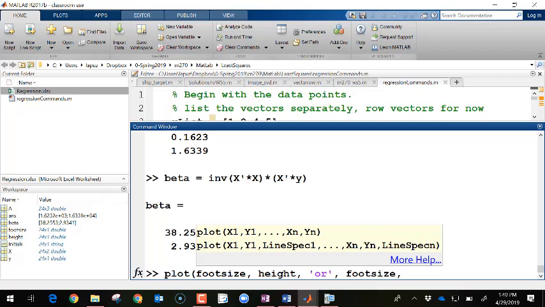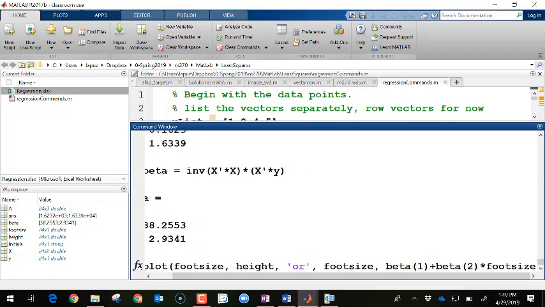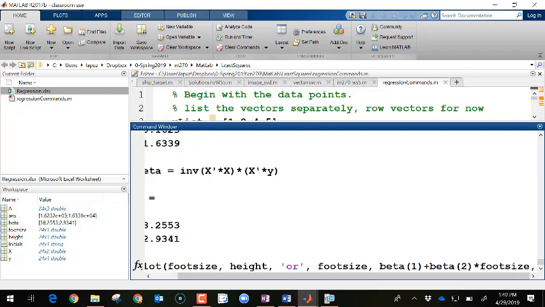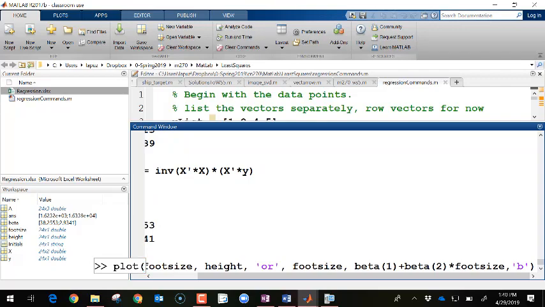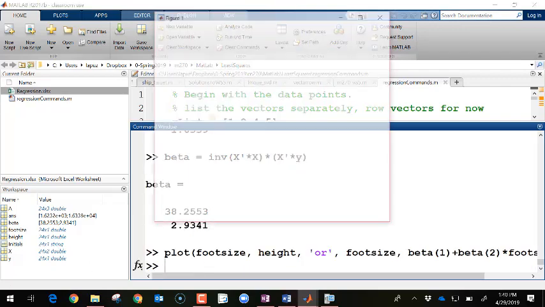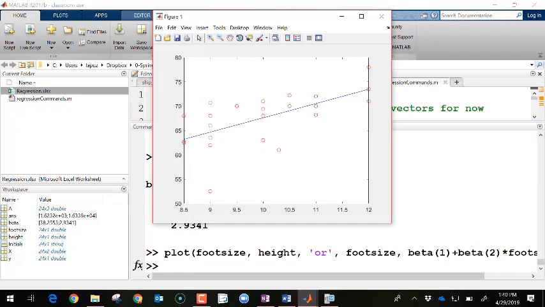What's the equation of the line again? It's beta, so the first one, beta 1, plus beta 2 times the x value, right? And then let's color this blue. There it goes.